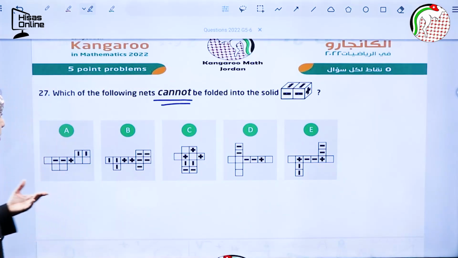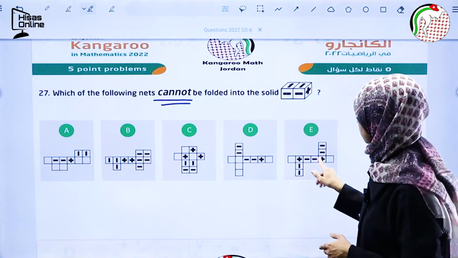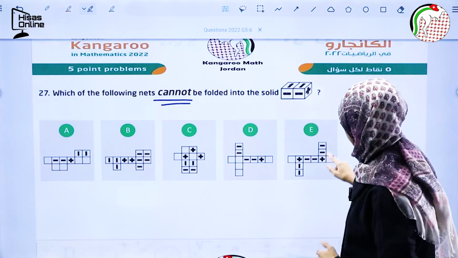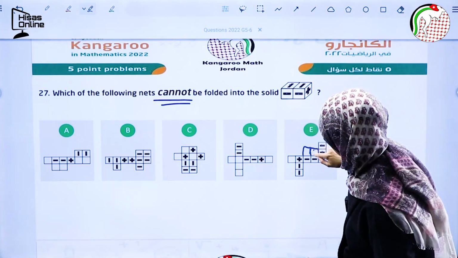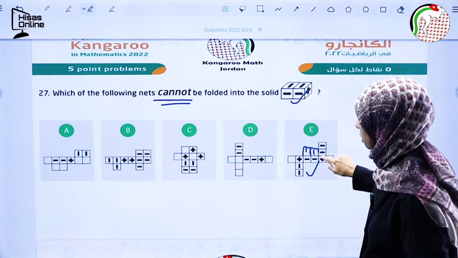Now, let's see options here. If you fold this, try to imagine you will have those two vertically here, and this one will be on the side, which is the same shape here.